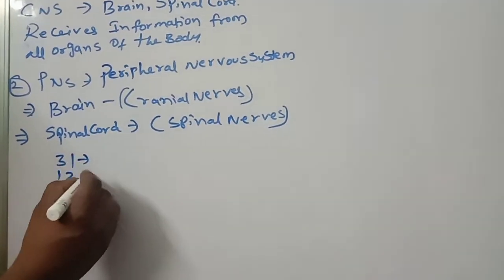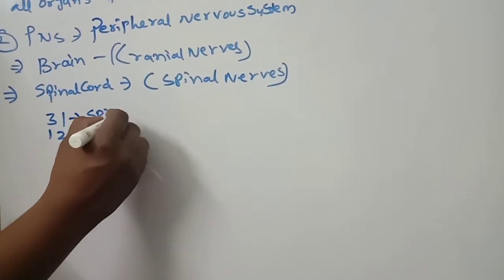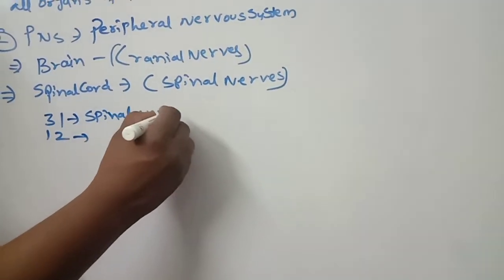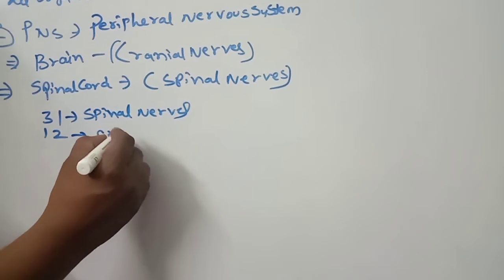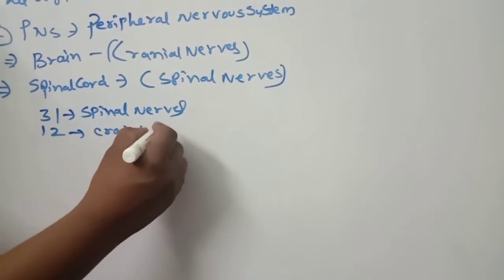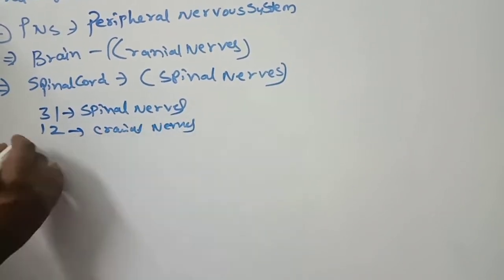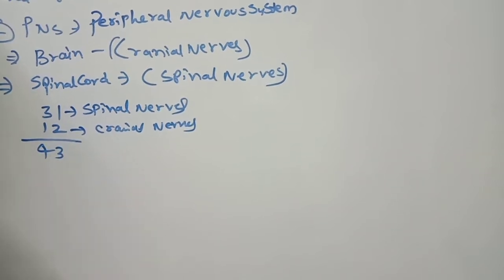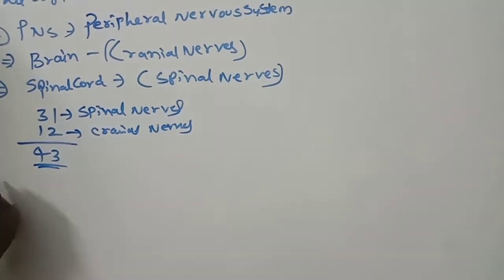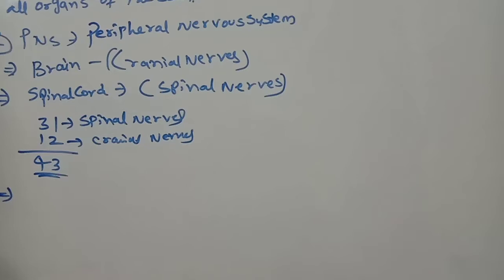Spinal nerves are 31, cranial nerves are 12. Total how many will come? 43. So a total of 43 peripheral nervous system nerves are there.